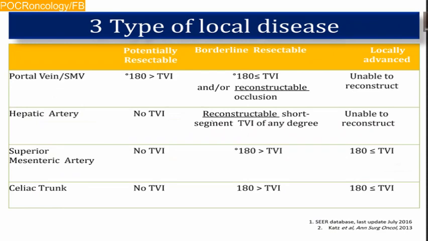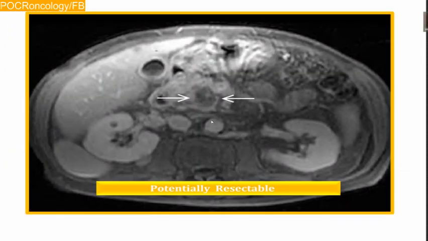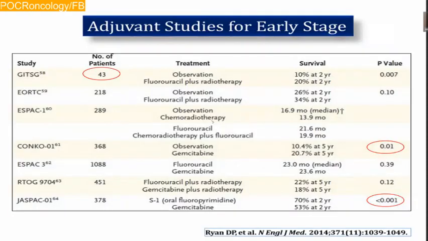So we know the local disease, and I'm sure my colleagues in surgery are going to speak to you about it: what is the definition of potentially resectable, borderline, and locally advanced? And let's go and look at the potentially resectable disease.